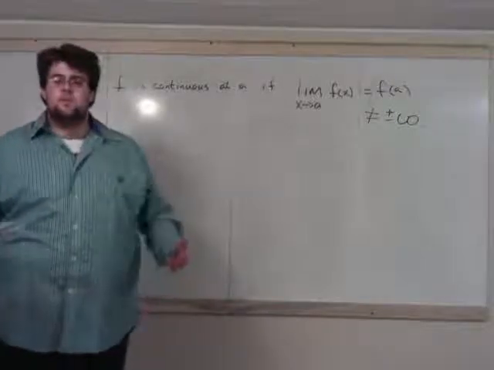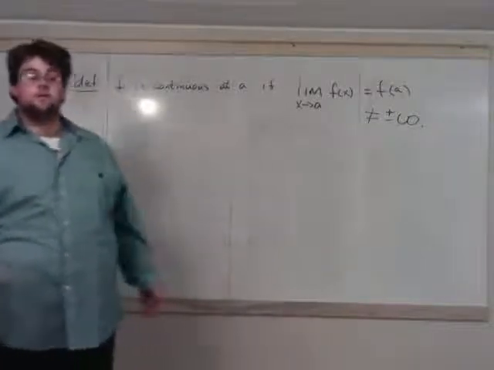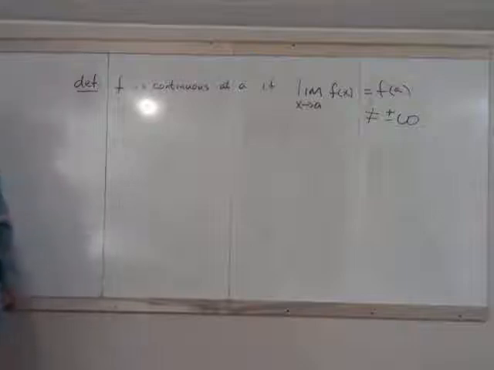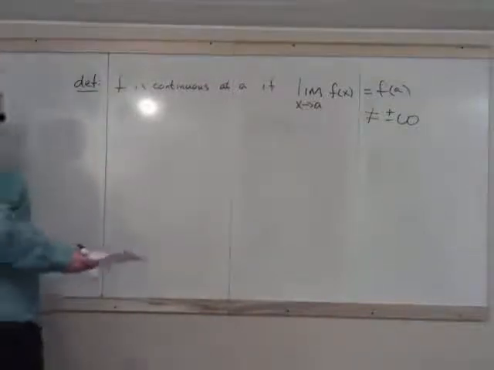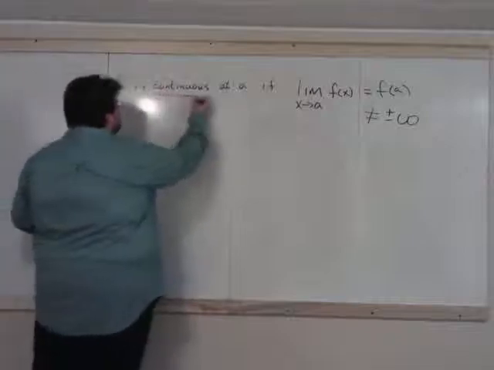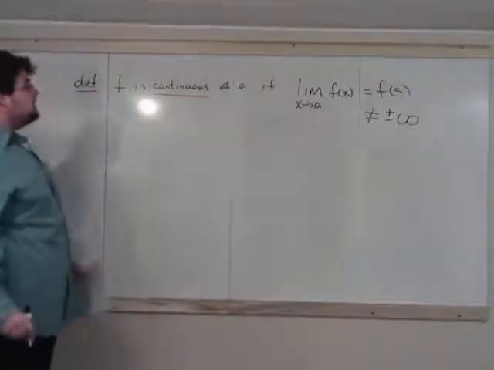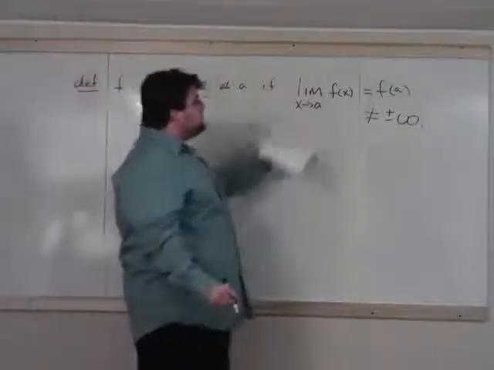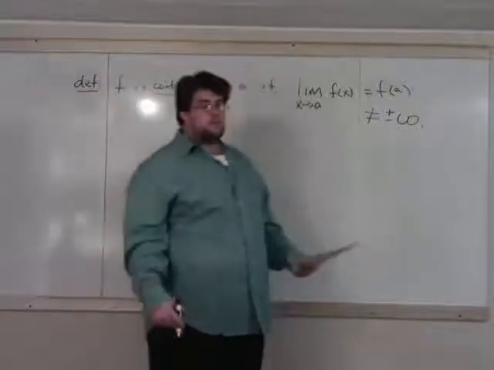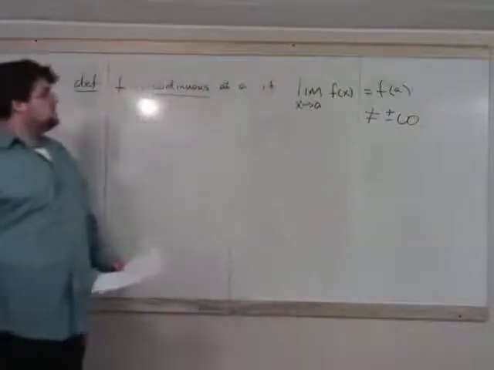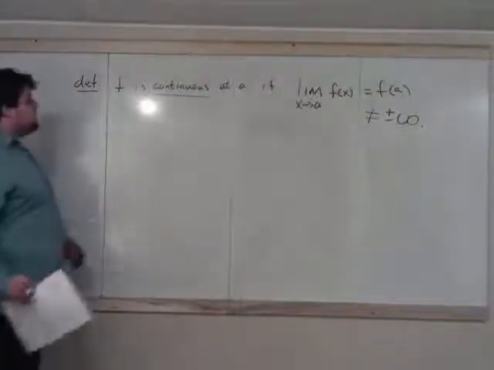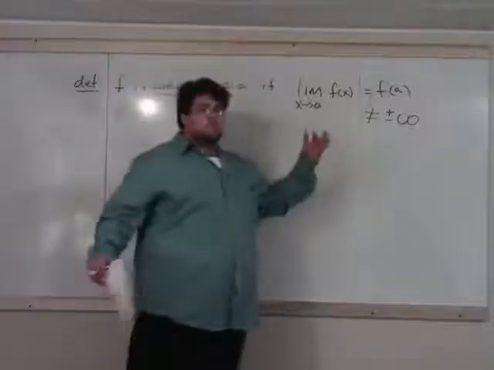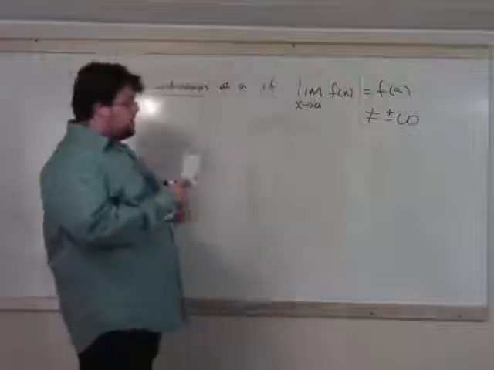Next we will look at what it means for a function to be continuous. So to talk about continuous, we'll first define what we mean by continuous. F, a function, is continuous at a point A if the limit equals the function evaluated at that point. And we're also going to assume that that limit is not infinity or negative infinity. So f is continuous if the limit equals the function evaluated at the point.